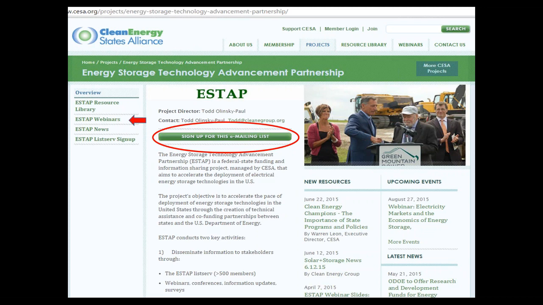If you want information, invitations to future webinars, and information about our reports and newsletters and all our other information, you can click on the big green button there that says sign up for this emailing list, and you will get information in your inbox about future events that you may be interested in. Next slide, please.